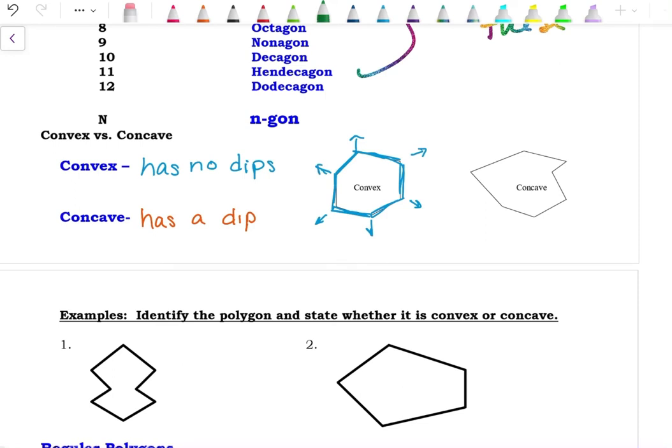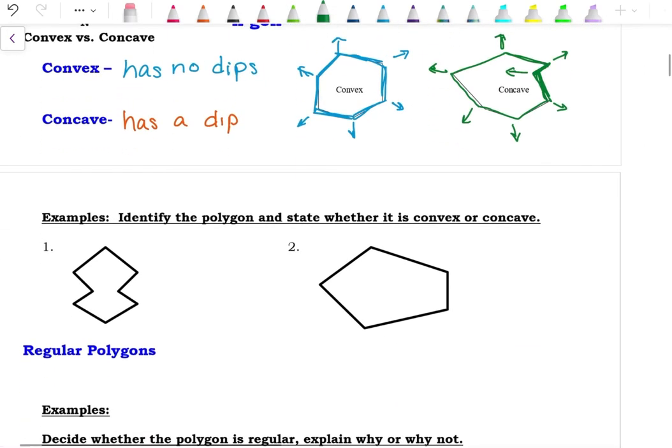Whereas in the concave polygon, we have all of our sides here, but then we have this one little corner that points inside. So all of these angles point out, like so. But this one points in. If any of them point in, then that is concave. It has a little dip. This is our little dip right here. It dips into the polygon. So, number 1 and number 2 down here, we're trying to just decide if it's going to be convex or concave. Number 1 is concave. We can tell because it has these little dips. Dip, dip. Number 2 is convex.